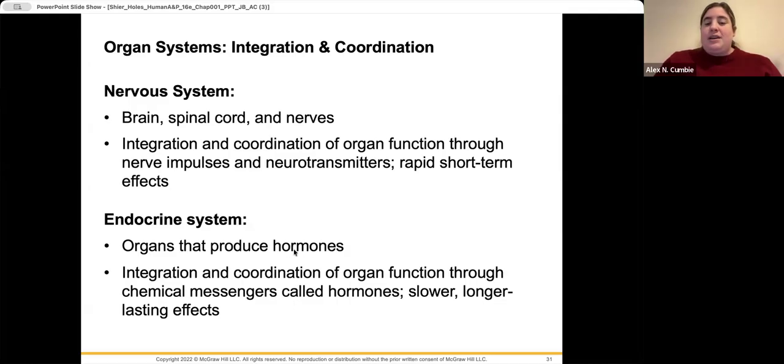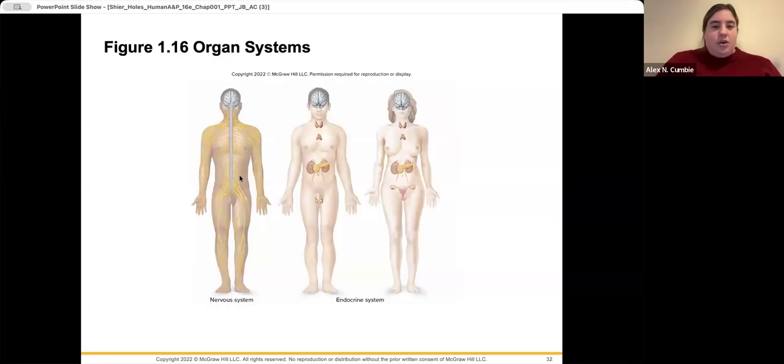And so we would say that because of that travel time that has to take place, your endocrine system has slower, longer lasting effects because of the hormones moving throughout your system. If we want to see a picture of this, we've got here just a male in correct anatomical position. We see the brain and the spinal cord, and we see all those yellow nerves coming off. This is representative of the nervous system.